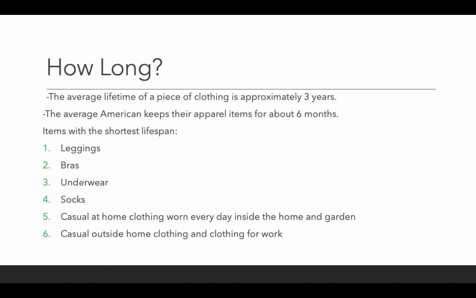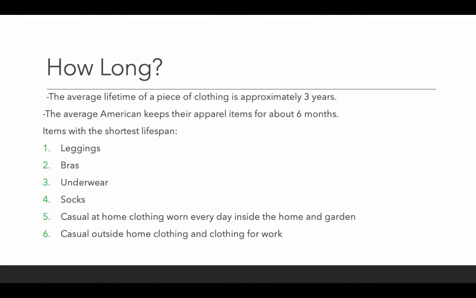So just so you know, the average lifetime of a typical garment is 3 years. The average American keeps their apparel items for roughly, on average, some people more, some people less, 6 months. The items that have the shortest lifespan, things people get rid of faster, are leggings, bras, underwear, socks, casual at-home clothing worn every day, like for home and garden, casual outside-home clothing, and clothing for work.